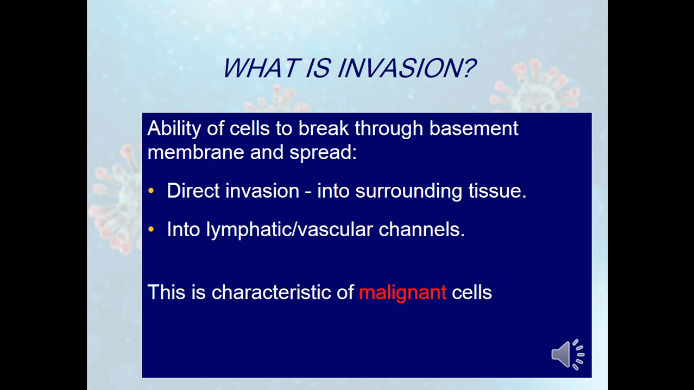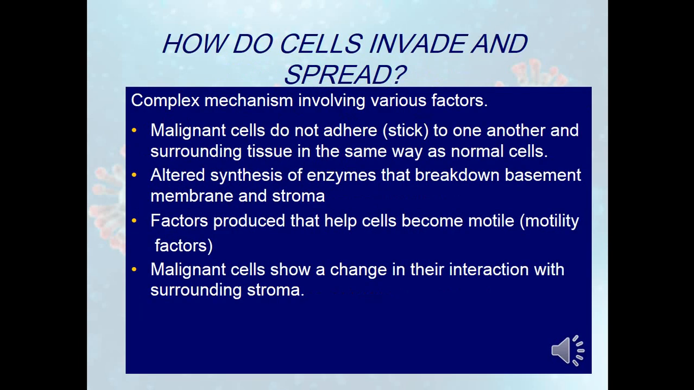So, invasion and metastasis are characteristic features of malignant cells. The question now is, how do cells invade and spread? Well, under normal circumstances, all cells are under strict regulation to prevent them surviving outside the normal environments. So for a successful invasion and subsequent metastasis of malignant cells to happen, a complex sequence of events is required to be completed.